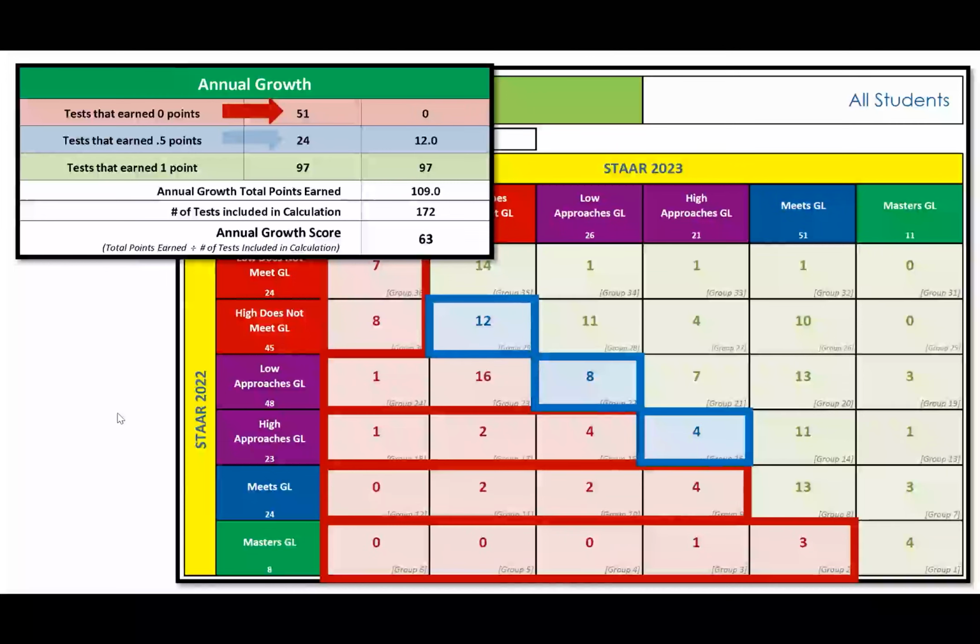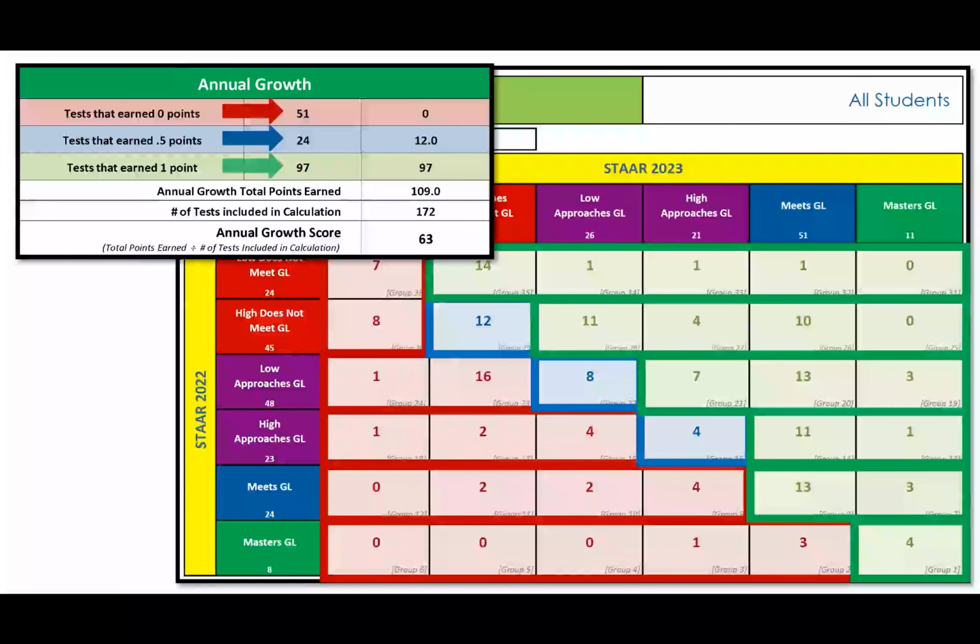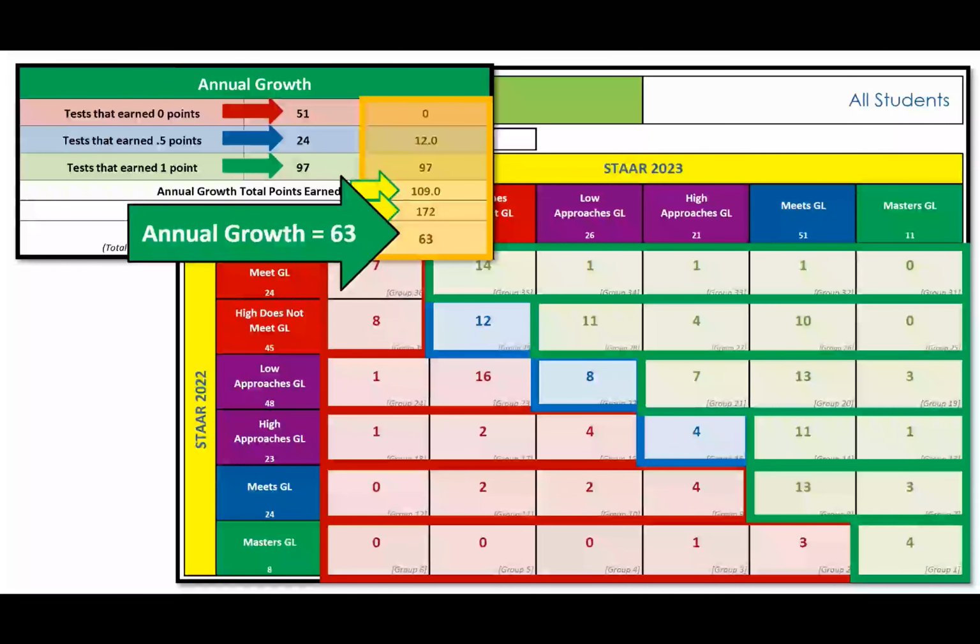And then the last group of kids, the kids in green boxes, these are the students who have maintained or improved upon their scores, and so they will earn a full growth credit for us. To calculate our annual growth, as we're calling it this year, you add all of the points together and divide by the number of tests that were given. In this instance, there were 109 points divided by the 172 tests, which gives us an annual growth score of 63.